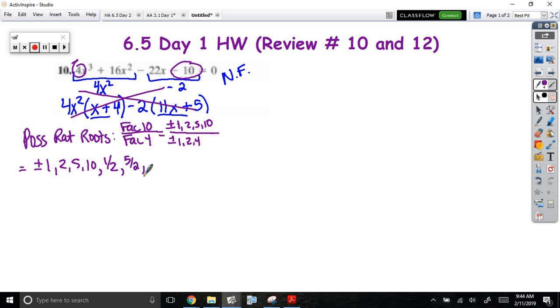Now we go to the next term. 1 divided by 4, we'll get 1/4. 2/4, which is 1/2. 5/4, which we don't have written. And 10/4, which would reduce to be 5 halves. So these are the possible rational roots. So now we need to go to our graphing calculator.